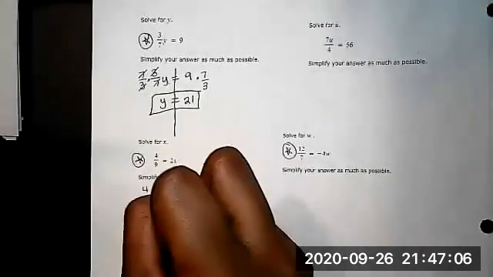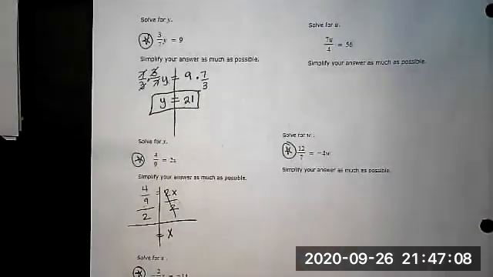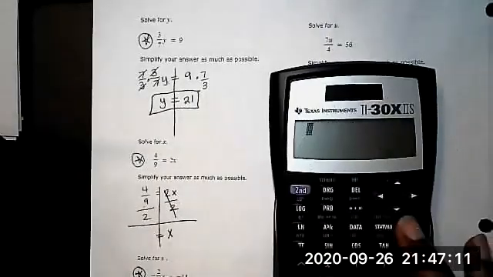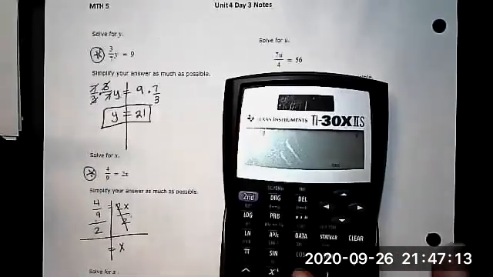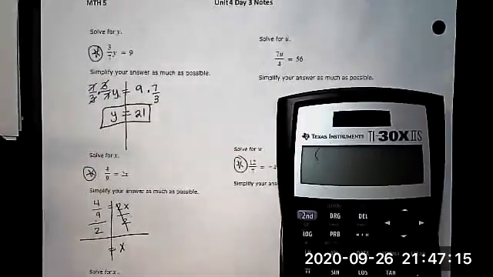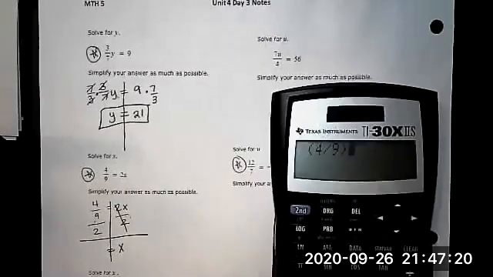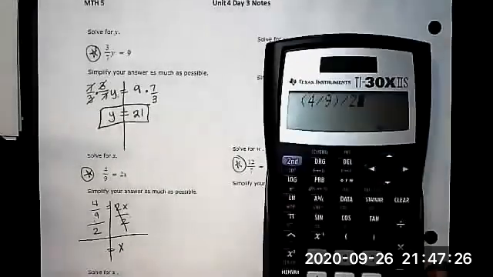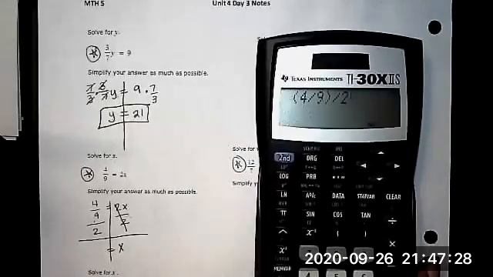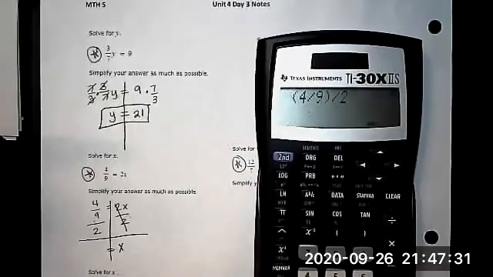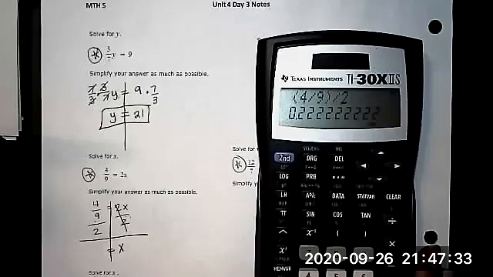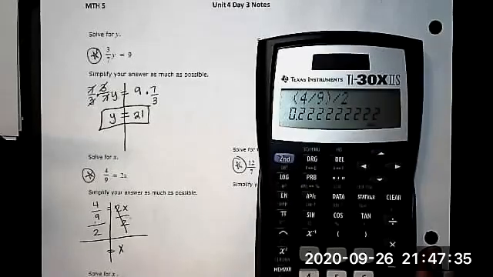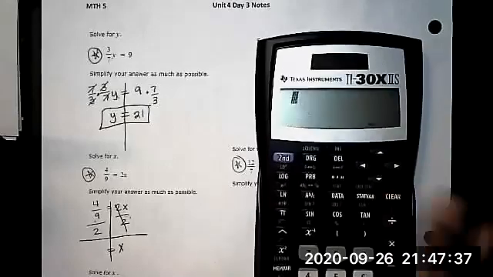So yes, it looks nasty, but I can use my calculator. If I have 4 over 9, I'm going to put that in parentheses, 4 divided by 9, like that, and then I'm going to divide that by 2. Yes, it looks weird, but that's fine. Put it in your calculator, let it do the work for you. And look at that, 0.22222. I don't like how that looks.